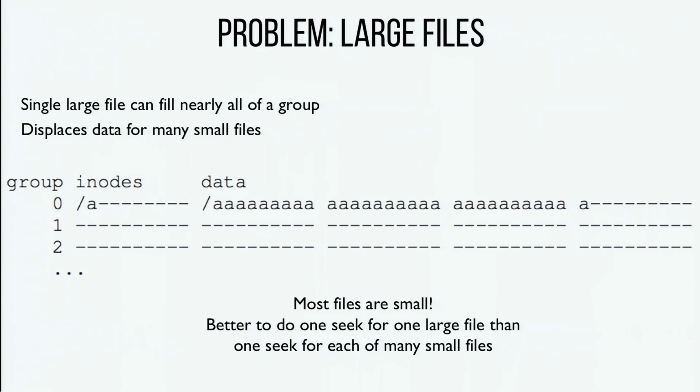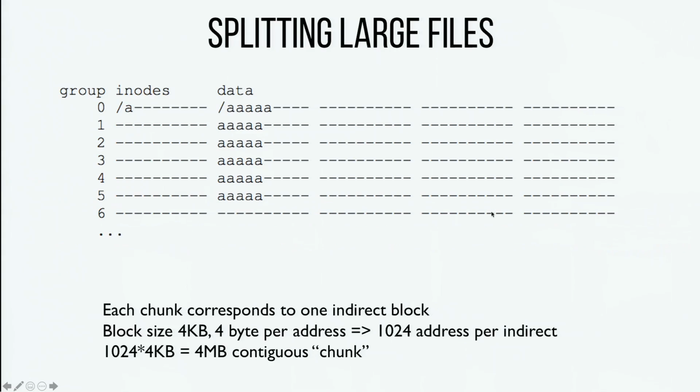Because you just do the one seek for the large file, then you're able to access a big chunk of its next data sequentially. Whereas if you were having to do one seek for every other file, that would just be a lot of extra seeks. So better to penalize one file than many small files. So we do not want this case here where we have one file A and it's using up all the data blocks in this group. Instead, we want to have something like this where you start scattering the data for A across multiple cylinder groups.